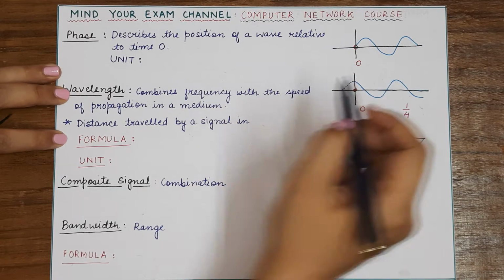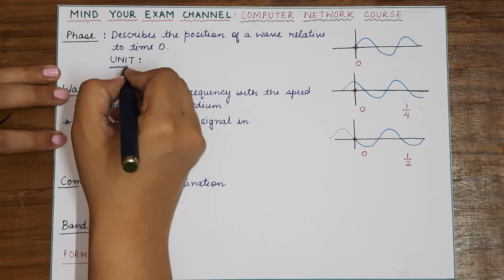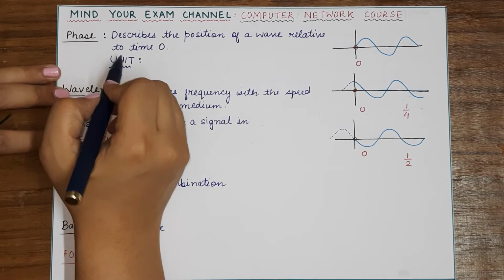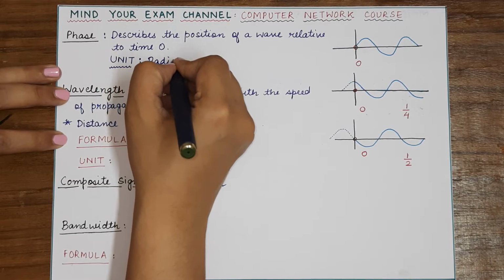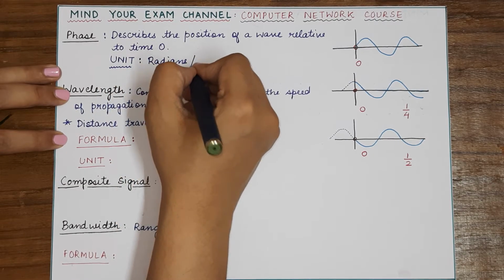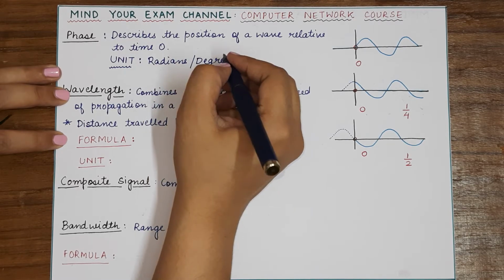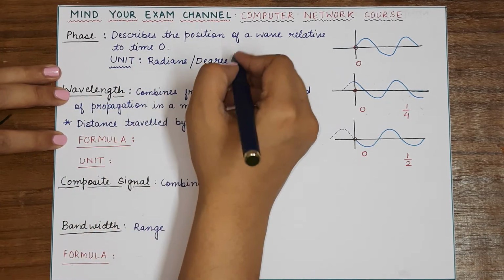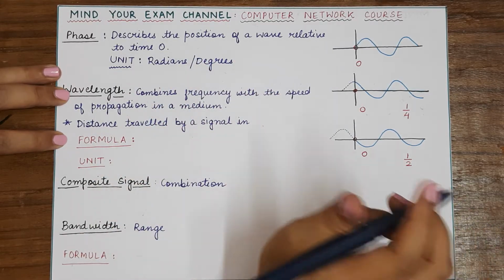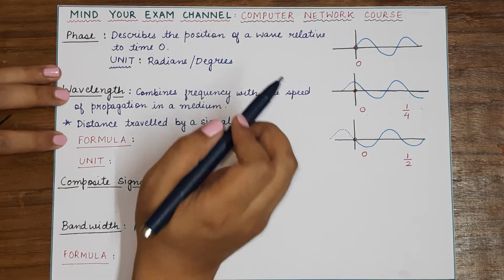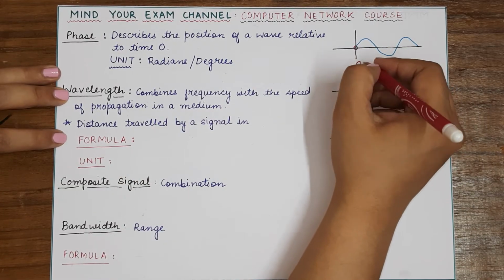Before moving on to the description of this, I first must let you know that the phase has a unit which is either radians or degrees. No matter in what units you represent it, it should be in the form of degrees, that means 0 degree, 90 degree, 180, 360 degree, or in the form of radians. Here I have represented it in the form of degrees.